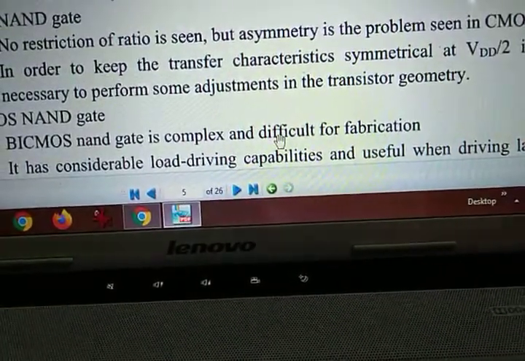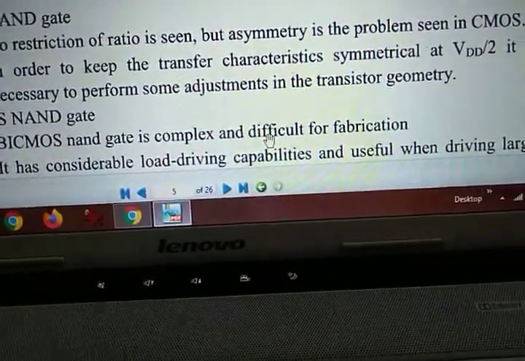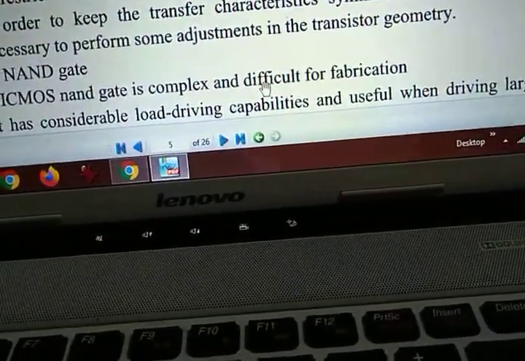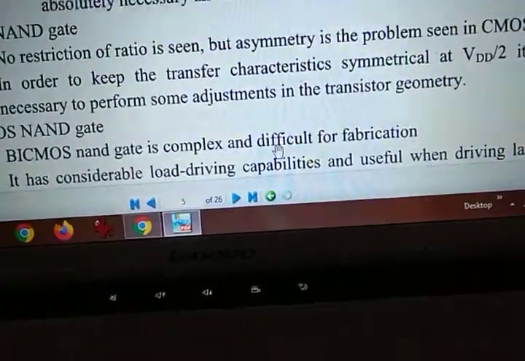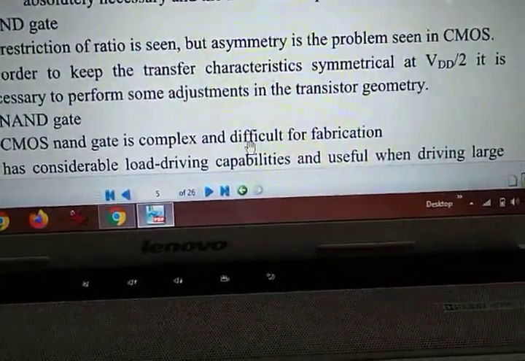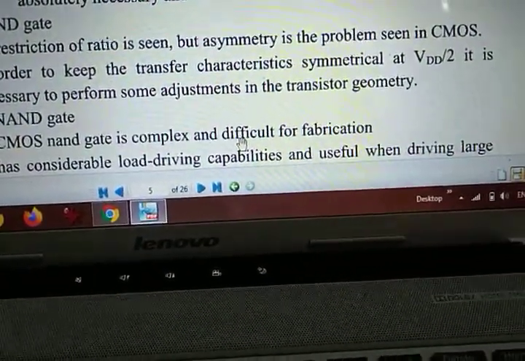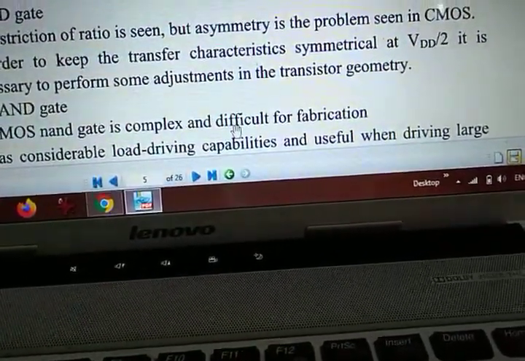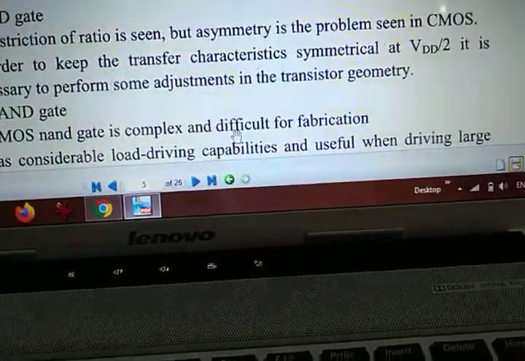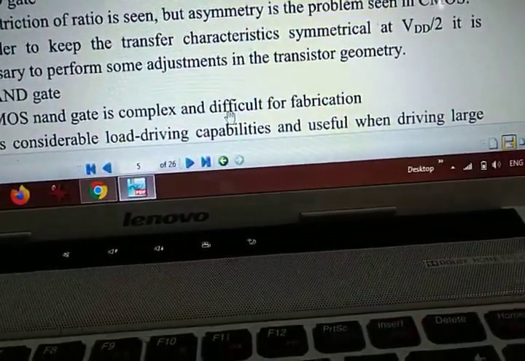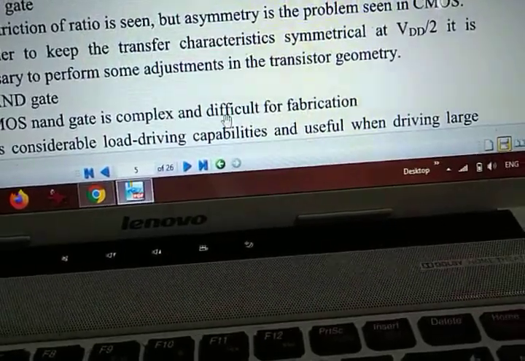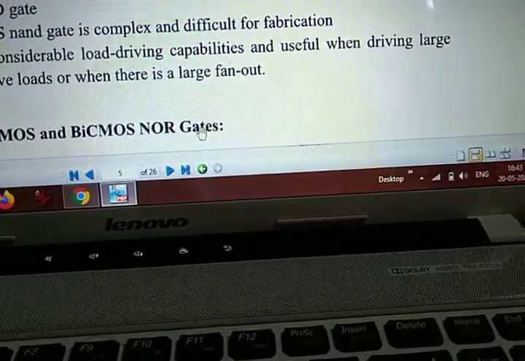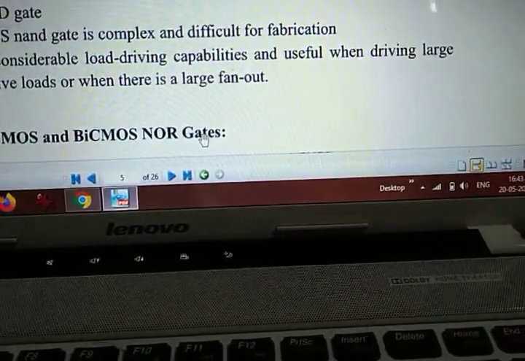In CMOS there is no need for much explanation here. No restrictions of ratio are seen. Asymmetry is a problem seen in CMOS. In order to keep the transfer characteristic symmetric at VDD by 2, it is necessary to make some adjustment in the transistor geometry. And the CMOS circuit itself is very complex, so it is considered to have low driving capability, and is useful when driving large capacitive loads or when there is a large fan out.